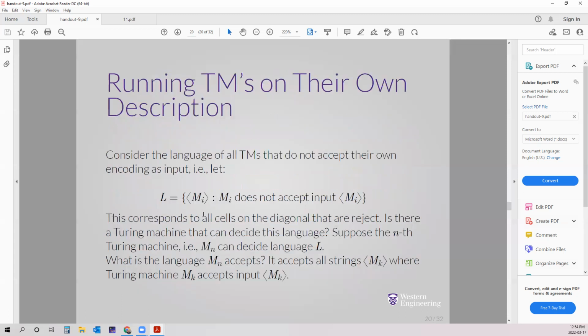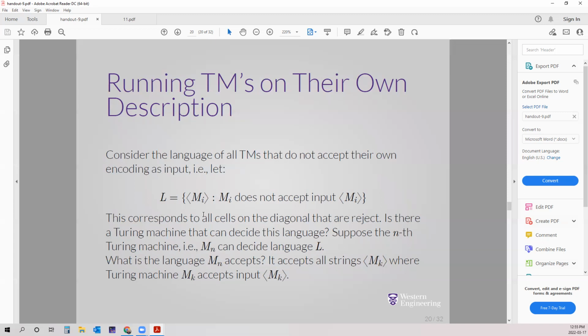We need a contradiction. Running TMs on their own description, consider the language of all TMs that do not accept their own encoding as input. This is what I told you at the beginning of the class: if it's accept, then reject. If it's reject, then accept. So Mi does not accept input Mi. This corresponds to all cells in the diagonal that are reject. Is there a Turing machine that can decide this language?